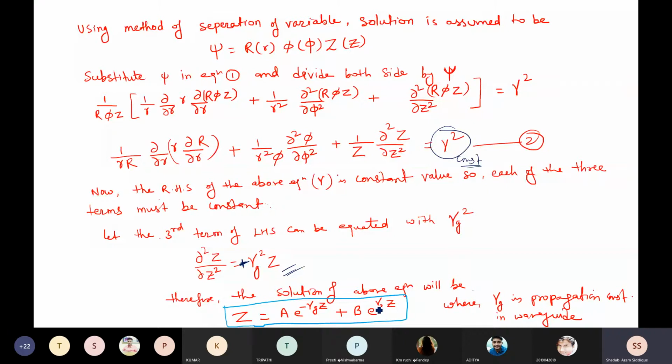So that means there will be a propagation. Z is the propagation direction. Z will give you the propagation direction. So here, the minus sign means the propagation is in the positive Z direction. Here, the positive sign means that you can understand the propagation is in the negative Z direction.